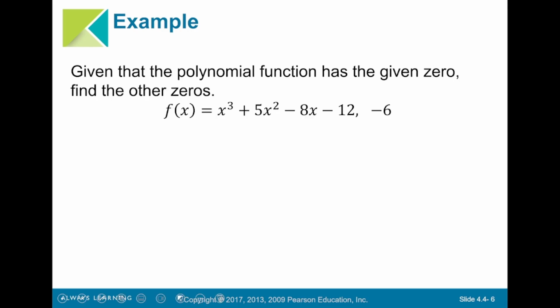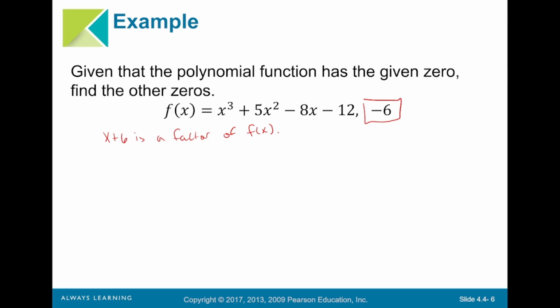Okay, so now for this problem type, we're given the polynomial and we're given a 0, and we're asked to find the other zeros. So we know then, with this polynomial, that x plus 6 is a factor of f of x, right? Because we're given this minus 6 over here, we know x plus 6 is a factor of f of x.